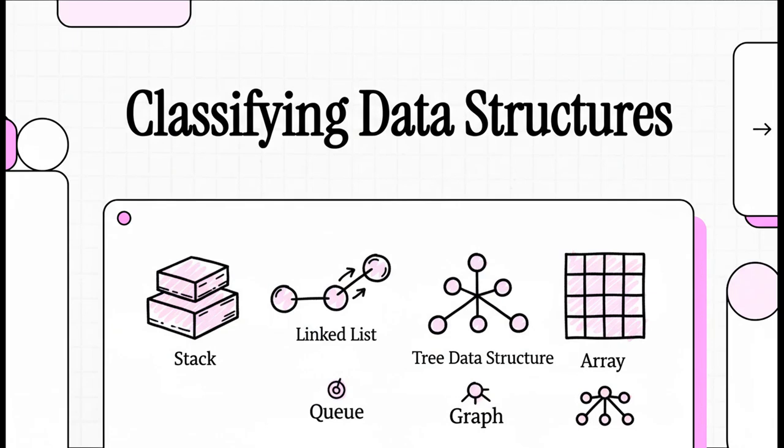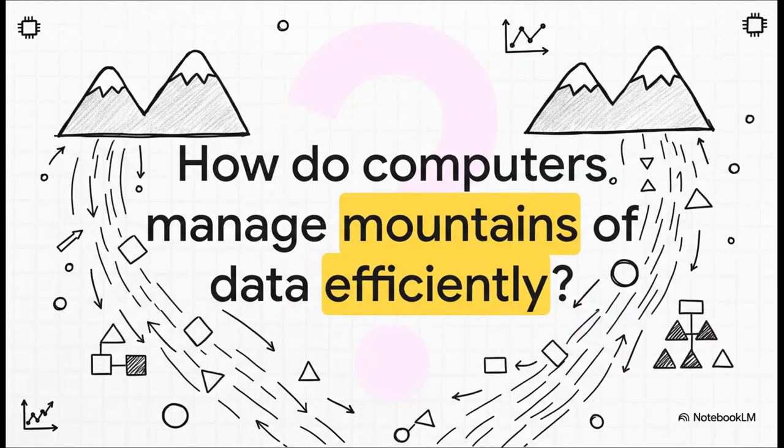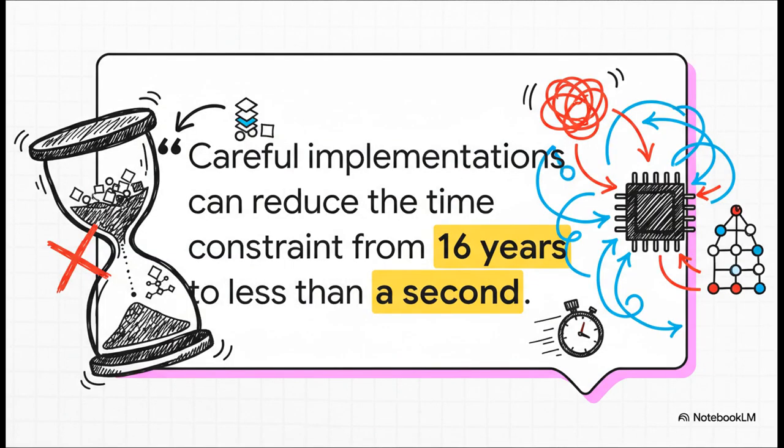So, how do computers handle just tons of data? The secret is data structures, especially when you're coding in C. Yeah, this is the big question, right? How do you manage all that info quickly without bogging things down? Just think about that jump from 16 years down to less than a second.